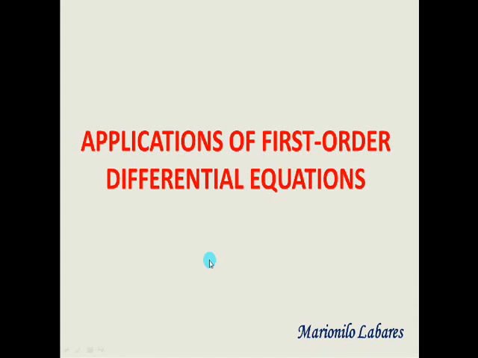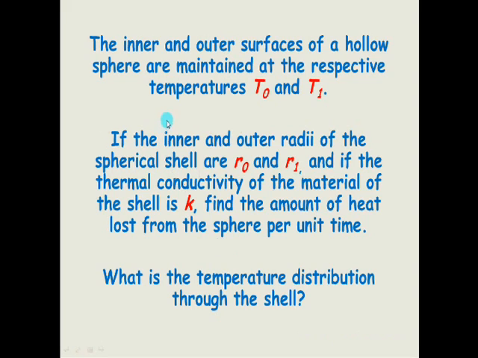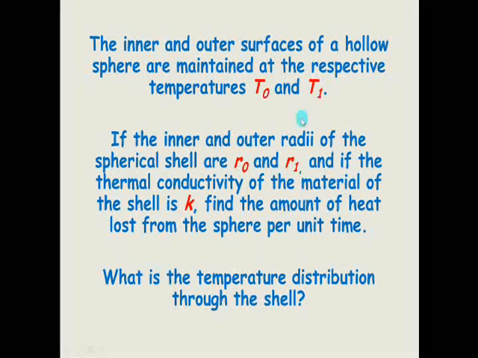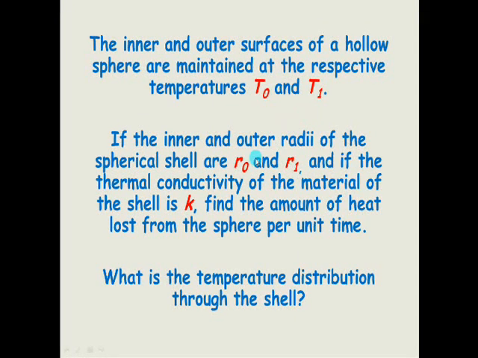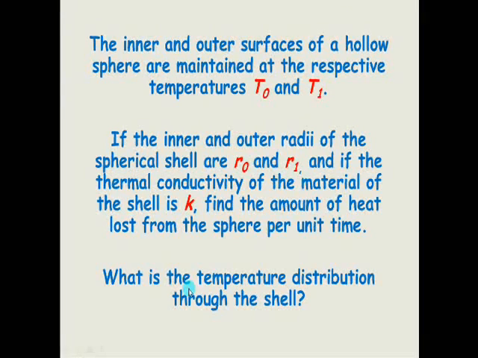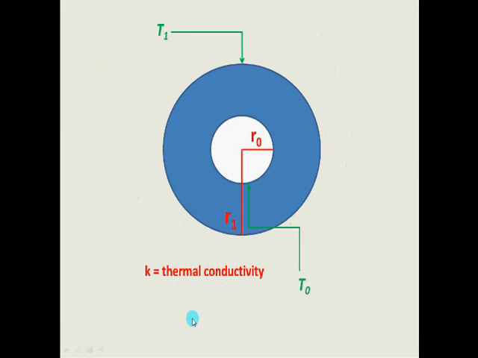So in this video, we will try to solve a problem about applications of first order differential equations. The problem is: the inner and outer surfaces of a hollow sphere are maintained at temperatures T0 and T1, where the inner and outer radii of the sphere are r0 and r1, and the thermal conductivity is also given, which is k. So the questions are: find the amount of heat lost from the sphere per unit time, and what is the temperature distribution through the shell.